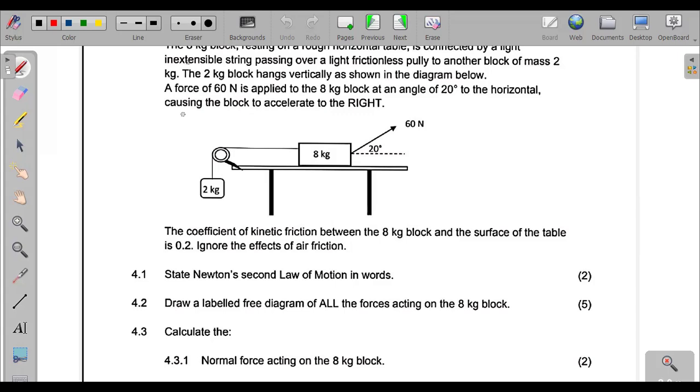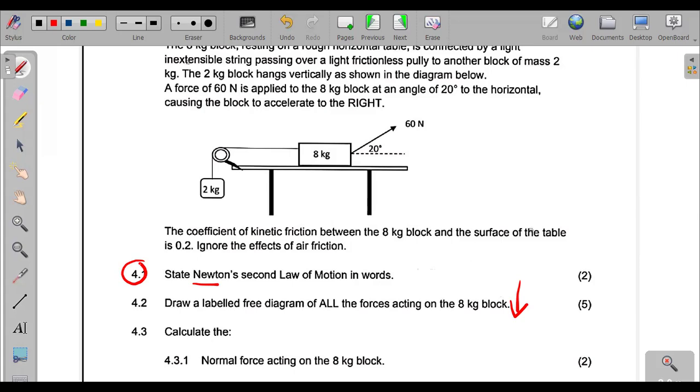That's Newton's second law. As a matter of fact, I want to advise that often when the questions are being asked, what we are being asked to state is a clue of how we are going to answer some of the questions that follow. It's not always the case, but often it happens that way. So let's go to the next question.